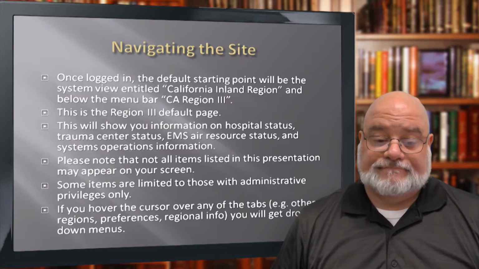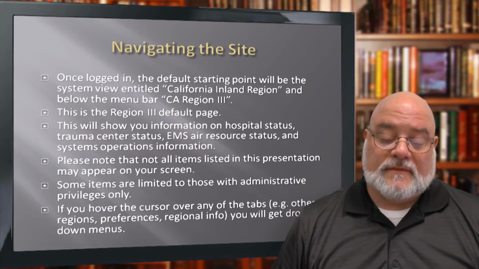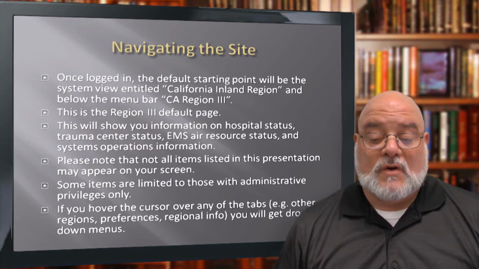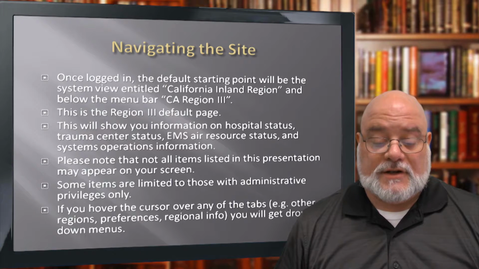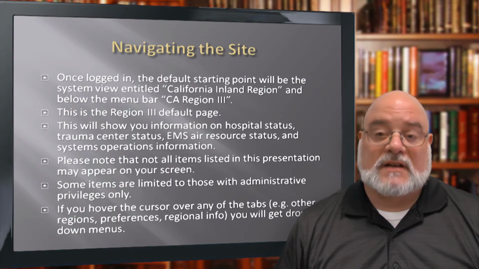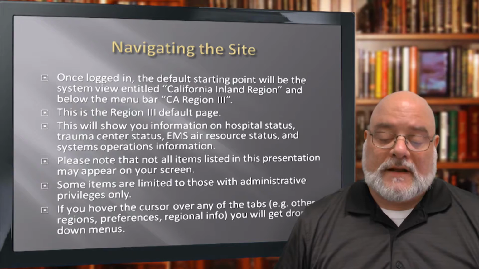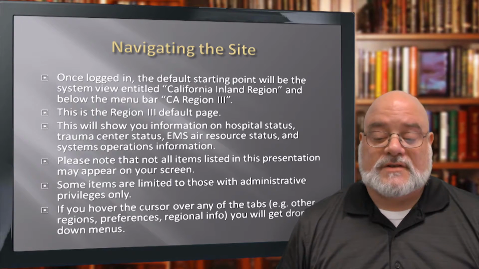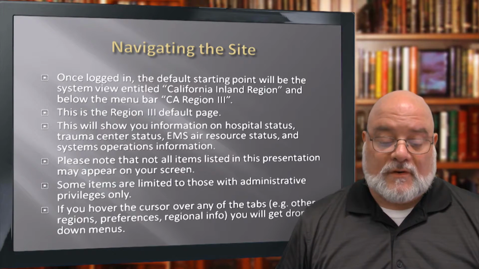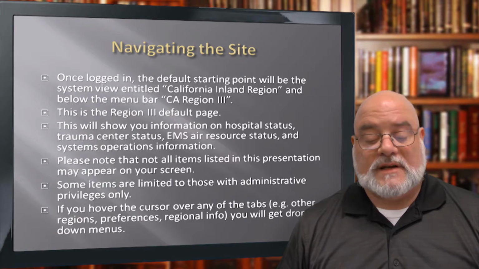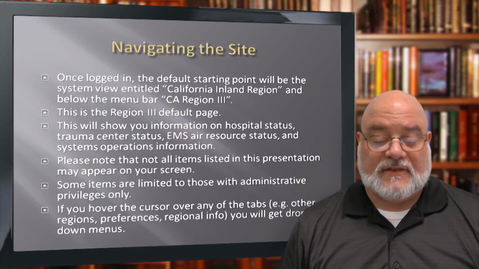Navigating the site. Once you're logged in, the default page or the starting point will be entitled California Inland Region, and below the menu bar is the California Region 3. That's the region that the Nor-Cal EMS counties are in. This is the default page. This will show you the information on the individual hospital statuses.